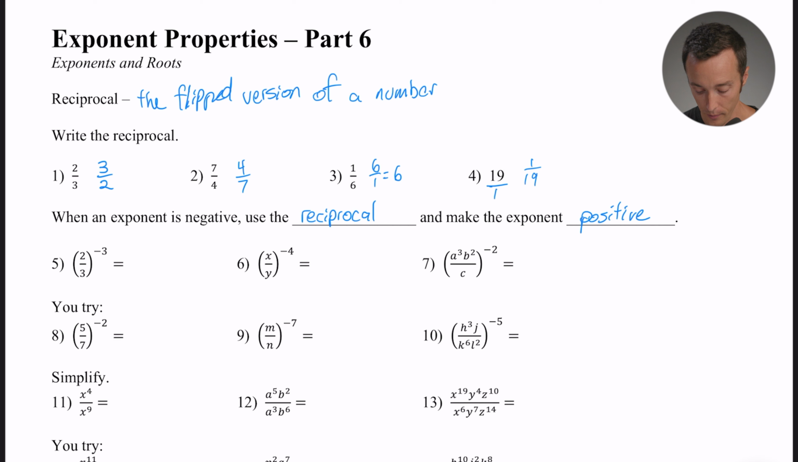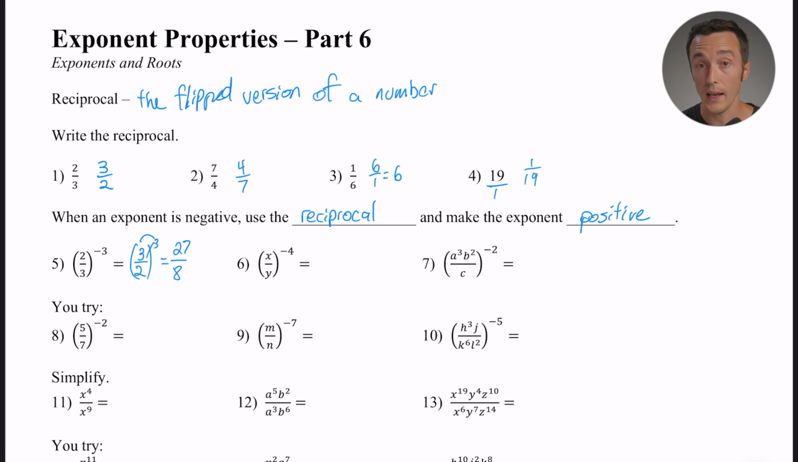How about number 5? 2/3, and it's to the negative third power. So the rule says use the reciprocal. So the reciprocal of 2/3 is going to be 3/2. And make the exponent positive. So instead of -3, now it's +3. And you're done unless you can further simplify it, which this one we can. Remember, we can take this exponent and apply them to each. So 3 to the third power is going to be 27, and 2 to the third power is 8.